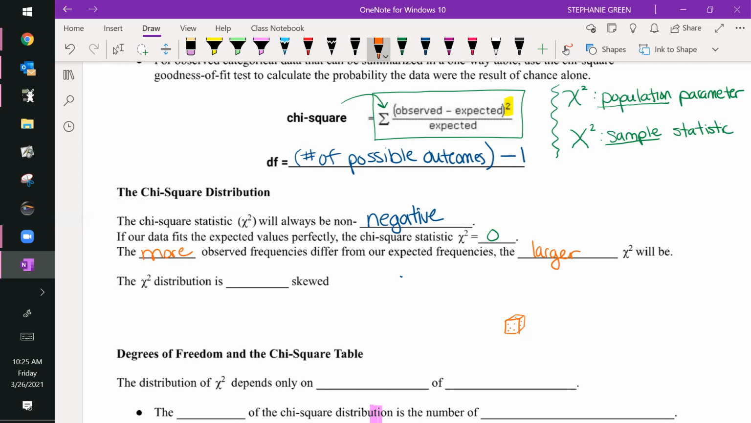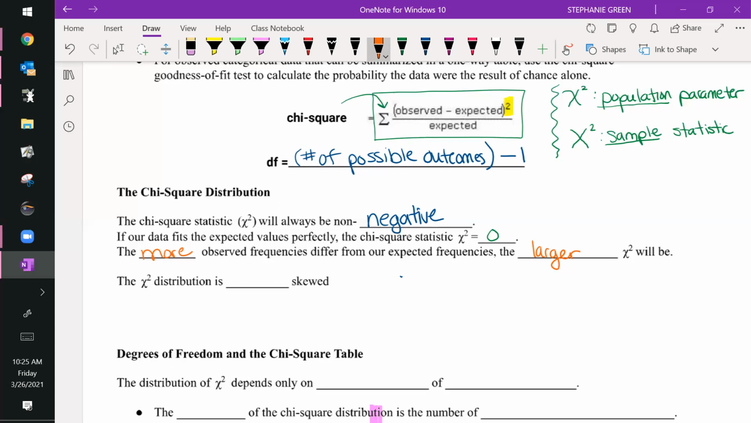But if for some crazy reason I roll a die 100 times and I only get odd numbers and no even numbers, that seems really fishy, right? That seems highly improbable. And because of that, our chi-square statistic is going to be a large number, which is going to indicate to us that something is rigged here. Something is not being done by chance. Okay, and that's exactly how our inferences are going to go.